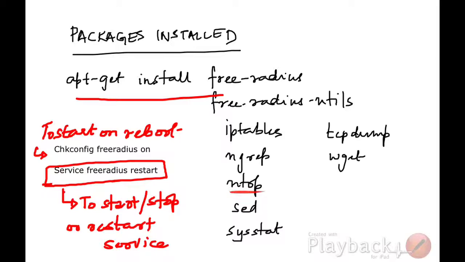ntop is an excellent utility that gives you clarity on the network traffic, basically as to what traffic is coming in, what the top IP clients are that have been communicating with this server, and what the top protocols are, and so on.